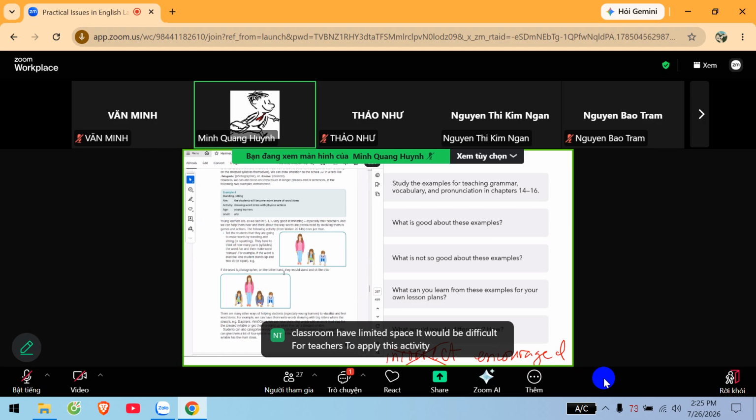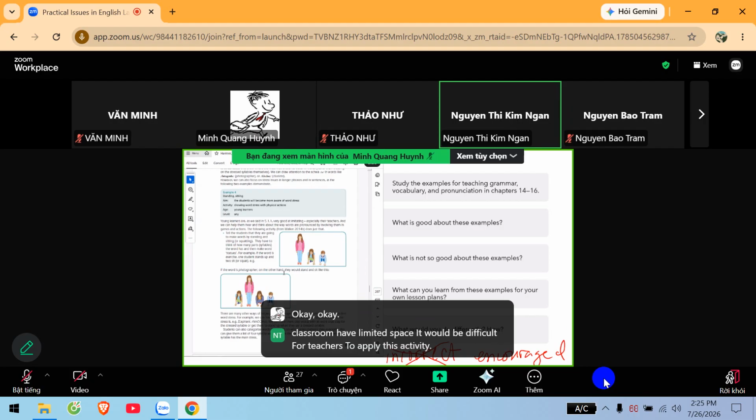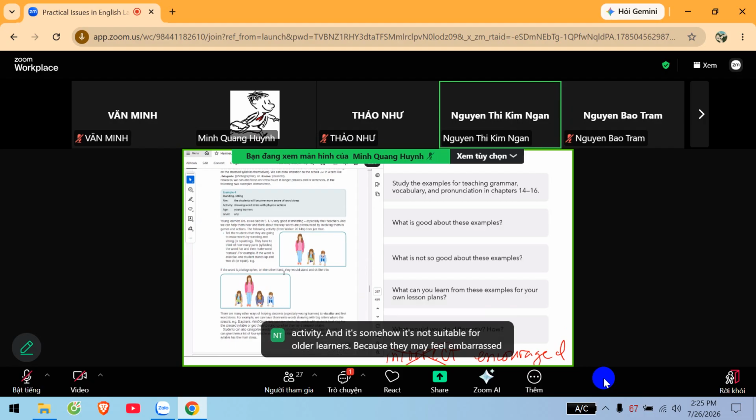And it's not suitable for older learners, because they may feel embarrassed or lazy, or find this physical activity childish.